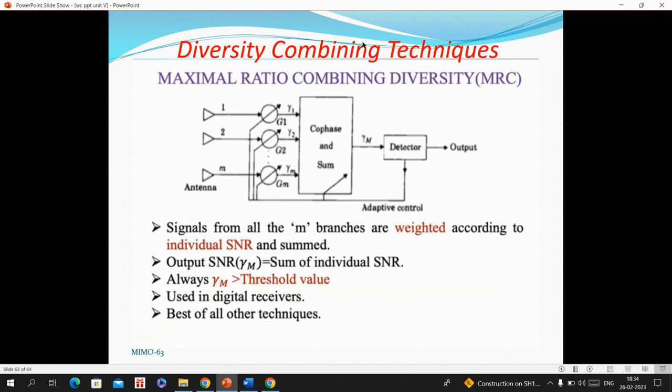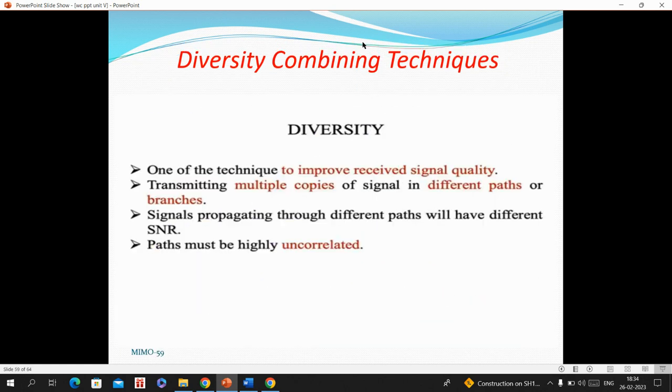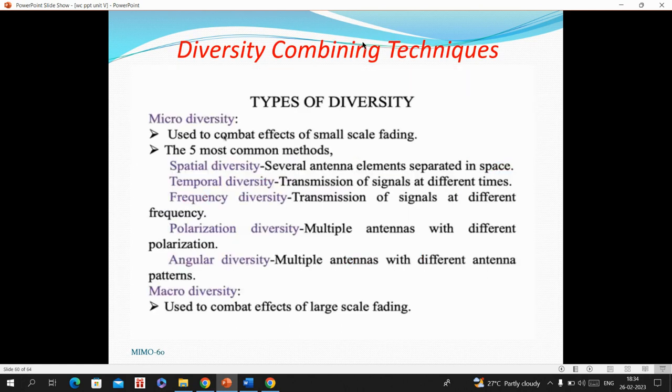So this is about diversity combining techniques. Diversity is widely used in MIMO. We are sending the same copies of the signal using m number of antennas. At the end, we receive them and extract the original information. That concept is called diversity. Diversity is normally used to improve the received signal quality.